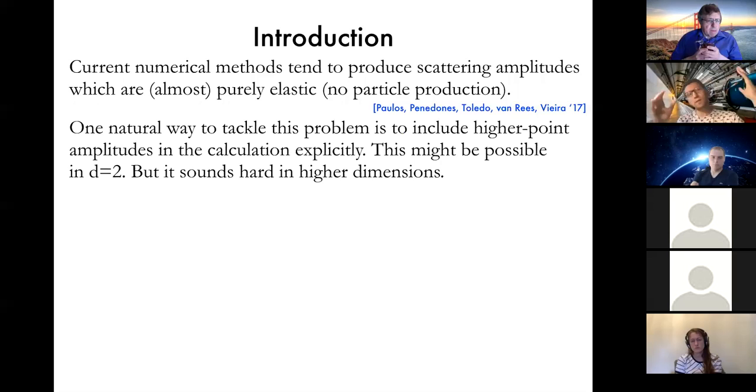Now, one way you can think of tackling this problem is that you explicitly include higher-point amplitudes in your calculation scheme. Usually people do bootstrap, like in CFTs or amplitudes, for 2-to-2 scattering, the 4-point correlator, but you can try to include higher-point amplitudes. This might be possible in 2 dimensions because the kinematics is much simpler, but it sounds hard in high dimensions.